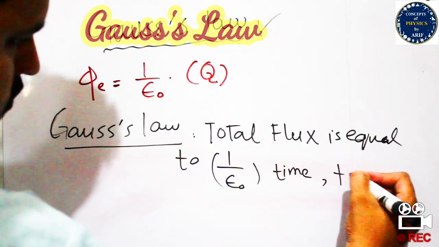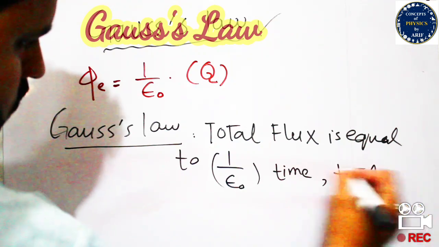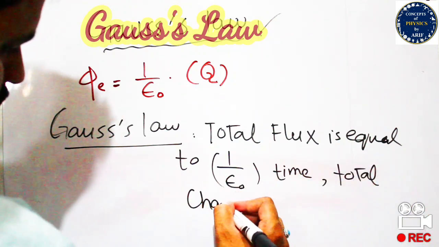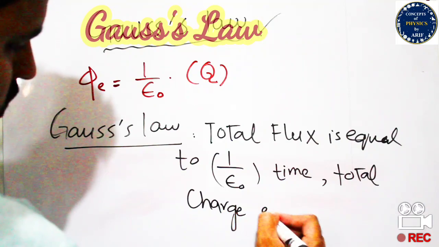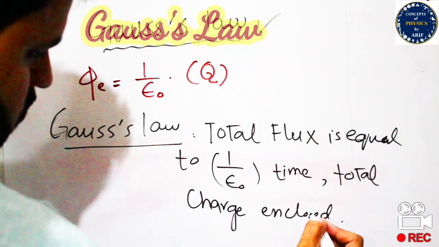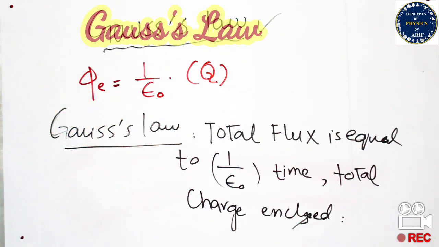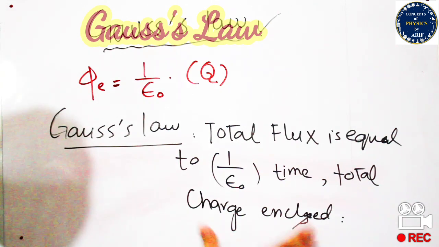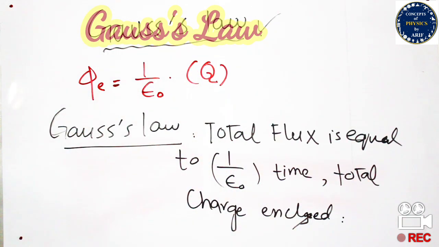If we have the flux of an irregular shape of the body, we can find the charge enclosed, or we can also find the flux, the number of electric field lines passing through that body. So Gauss's law states that total flux is equal to 1 over epsilon naught times the total charge enclosed in that body. This is the final expression or final statement of Gauss's law.